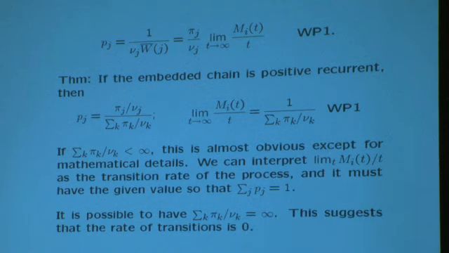Unfortunately, there are examples where the sum of pi sub k over nu sub k is equal to infinity. That's very awkward. I'm going to give you an example of that in just a minute, and you'll see what's going on. But if the sum of pi sub k over nu sub k is equal to infinity, and the theorem is true, it says that the limit of M_i(t) over t is equal to 1 over infinity, which says it's 0.